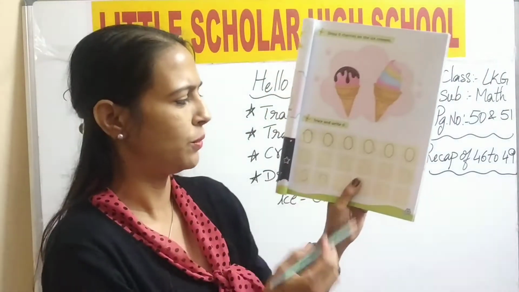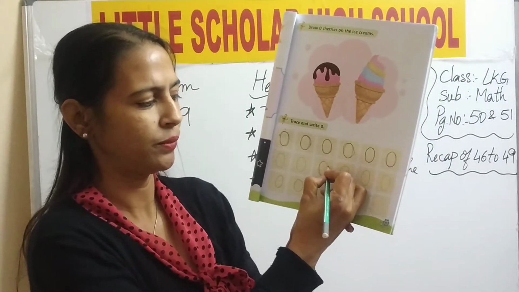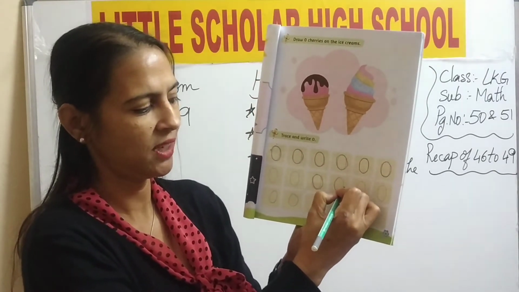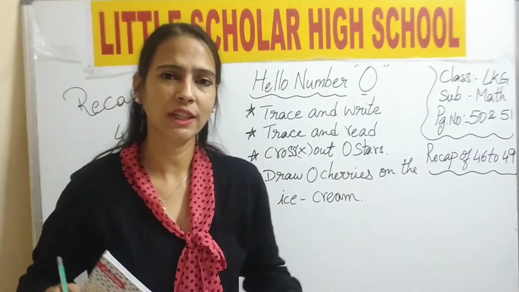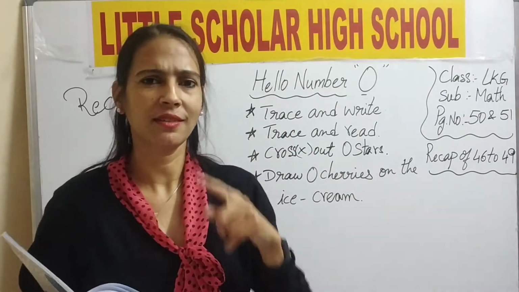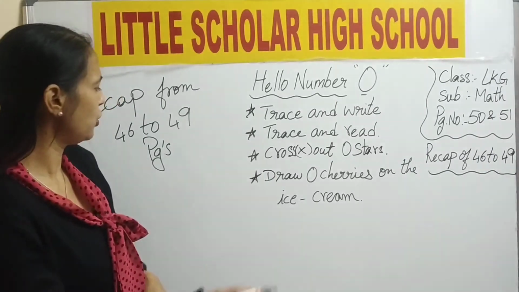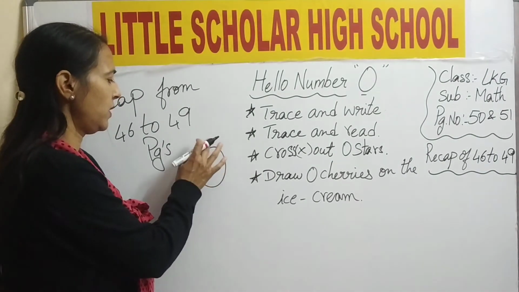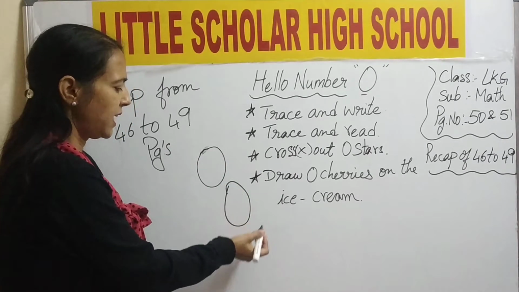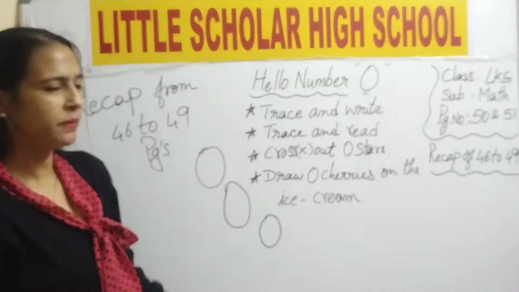So that is 0. And how do you trace 0? It is your circle. Go round. It is a circle. So how do you do it, children? You take a paper, take a crayon and just keep drawing a circle. That becomes a 0. Again, just a circle. That is 0. 0 means nothing.